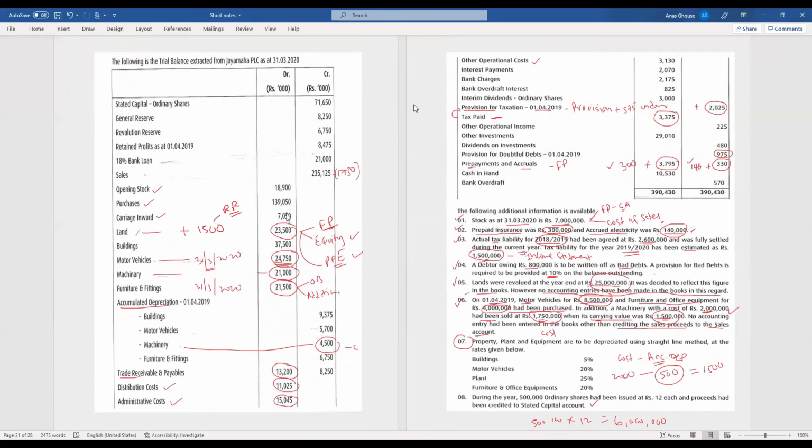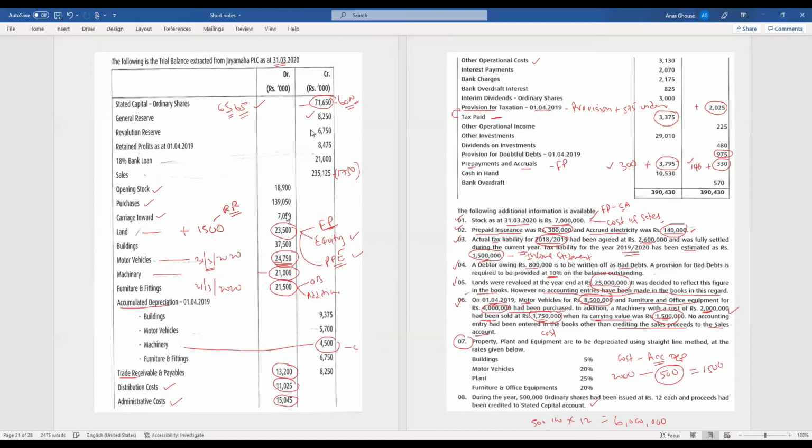As you can see, stated capital is 71,650,000. This is the balance as of 31st March 2020. The opening balance will be 71,650 minus 6 million. So that will be the opening balance of the stated capital. So that will be 65,650,000. Okay, this can be reflected in the equity statement. So straight away what we can do is we can show this amount in the equity statement separately as opening balance and capital issued during the period.